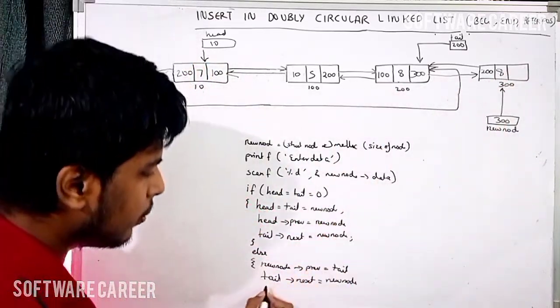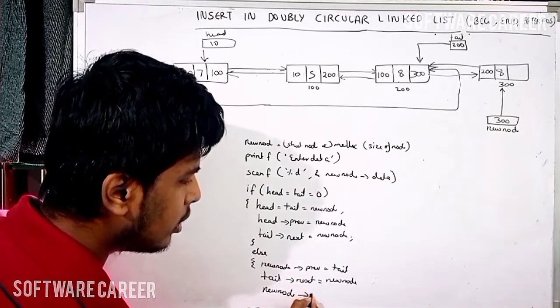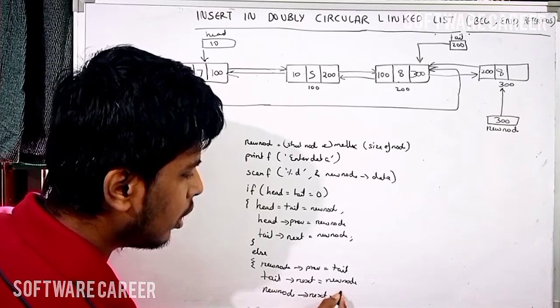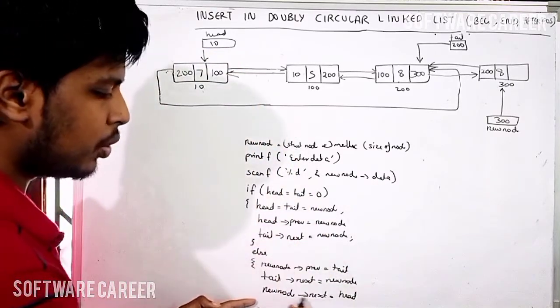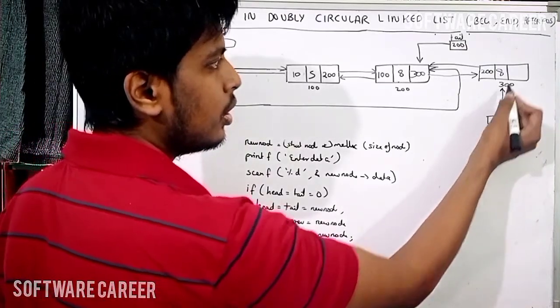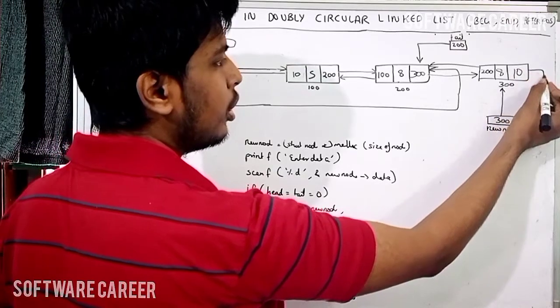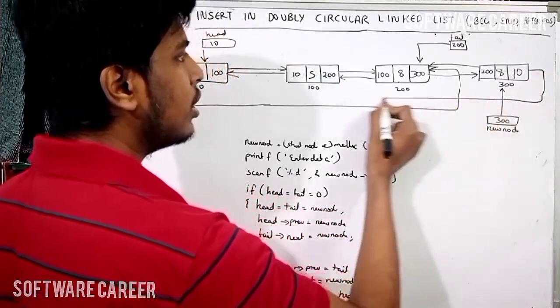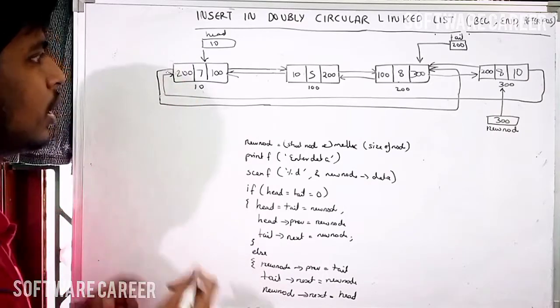So see here, I am writing new node next equals to head. Head pointer is 10. 10 I am storing in new node next. New node is 300, 300 next is here. Here I am storing 10. So this pointer is pointing to the node which is having address 10. So this node.